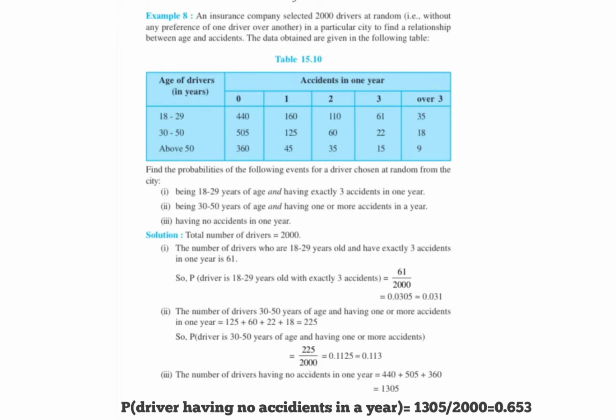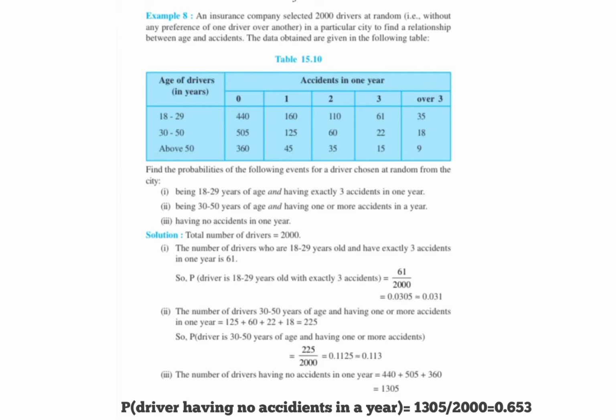Now the second one, a driver being 30 to 50 years of age and having 1 or more accidents in a year. So here in the table you can see that for a driver being 30 to 50 years of age, we have to take the columns of 1, 2, 3 and over 3 accidents, because here it is given 1 or more accidents. So we have to add the frequency of all the 4 columns except the column having 0 accidents. So it will be 125 plus 60 plus 22 plus 18, that is equal to 225. Now the probability of a driver of 30 to 50 years of age and having 1 or more accidents is 225 by 2000, which is equal to 0.1125.